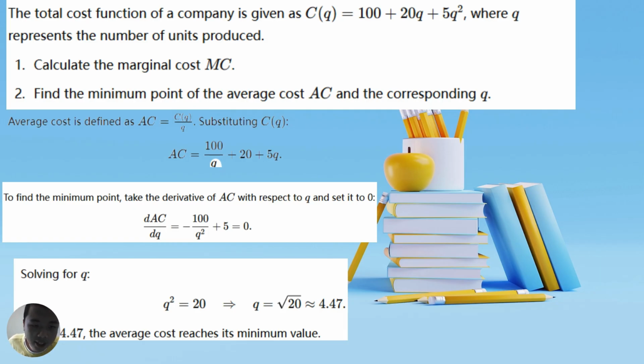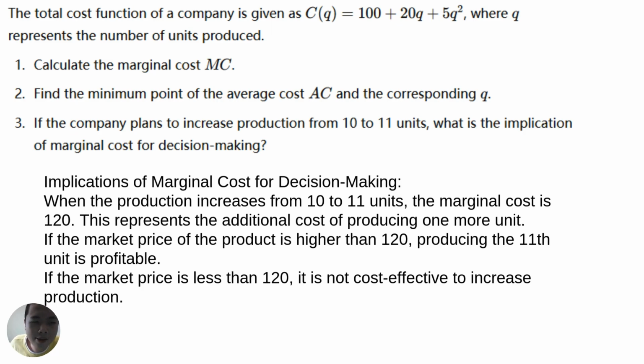To find the minimum point, take the derivative of AC with respect to Q and set it to 0. dAC/dQ equals this expression. Then we let it equal 0 and solve for Q, we can find Q equals square root of 20. And we finally find the Q. This is very easy. Now for the implication of marginal cost for decision making.